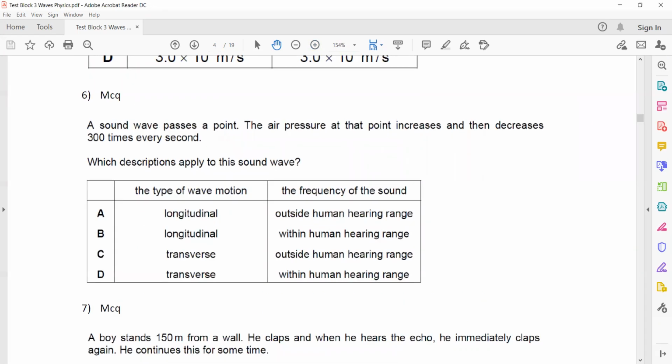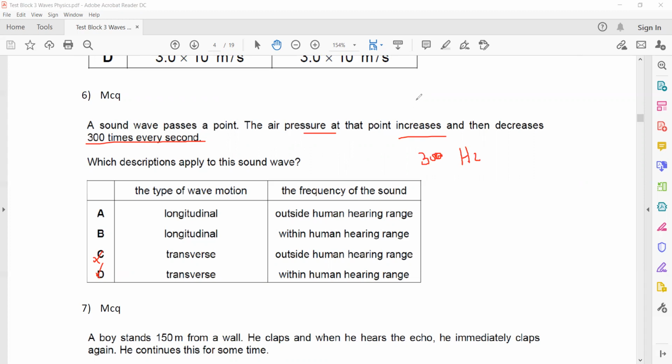In question 6, a sound wave passes a point. The air pressure at the point increases and decreases 300 times every second. Which description? So for sound waves, C and D cannot be an answer because sound waves are longitudinal. Then it is vibrating 300 times in 1 second. So it means the frequency is 300 hertz.